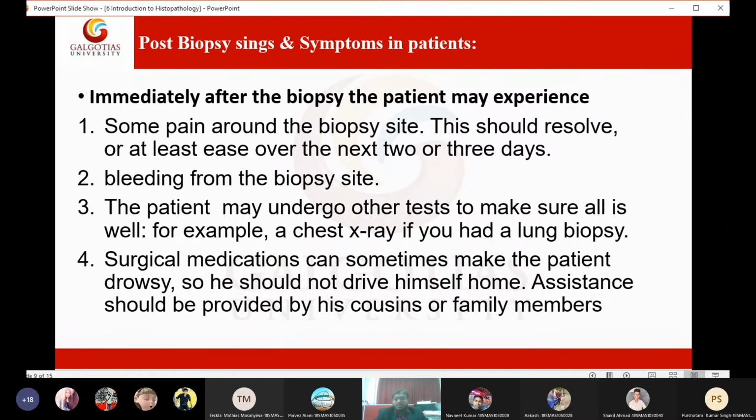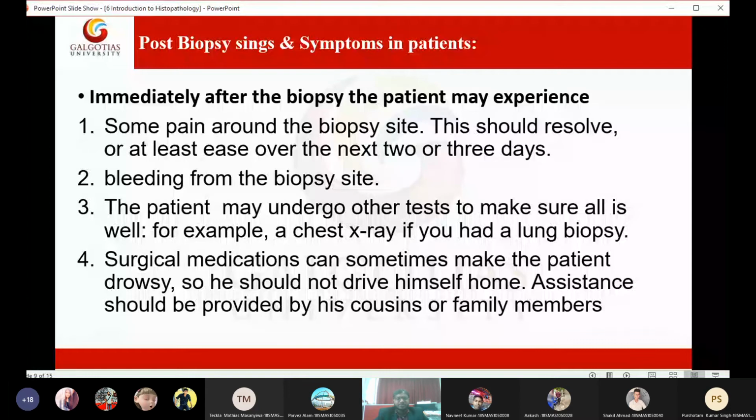The patient may undergo other tests to make sure all is well, for example a chest X-ray if you had a lung biopsy. It means after any type of biopsy, you can go for another test like an X-ray. Also, surgical medications can sometimes make patients drowsy, so he should not drive himself home. Assistance should be provided by his cousins or family members. It means after biopsy the patient should not be sent alone or driving. Patients need some rest.